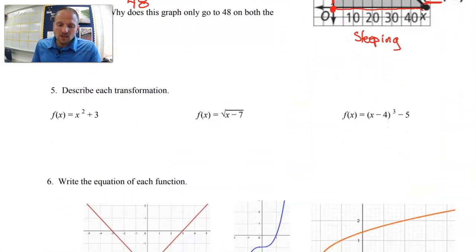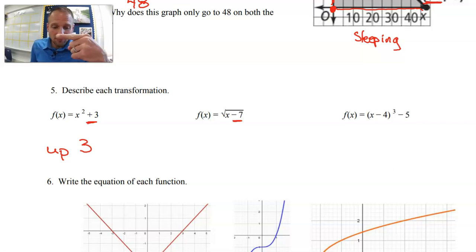Okay, describe each transformation. So, out here, that +3 at the end means it goes up 3. Okay, number 7, the next one, this -7, it's with the x, so the x is sliding left and right. So a -7 sure would make a lot of sense that it would go left 7, but x's are opposite, right? X's are opposite, so instead of going left 7, this is actually going to go right 7. And it's like you're adding 7 to the x.